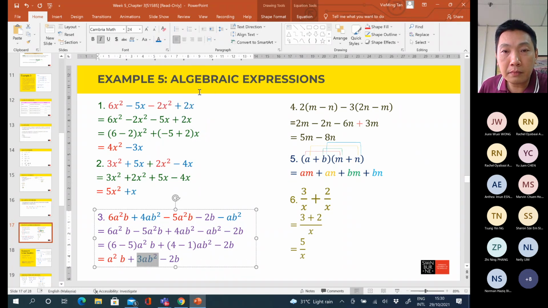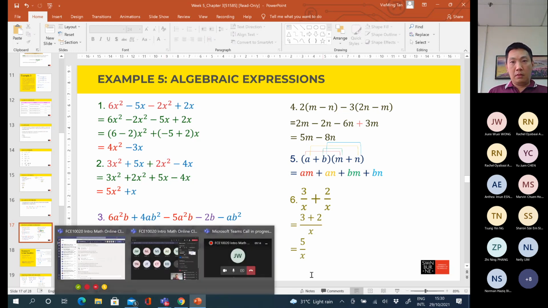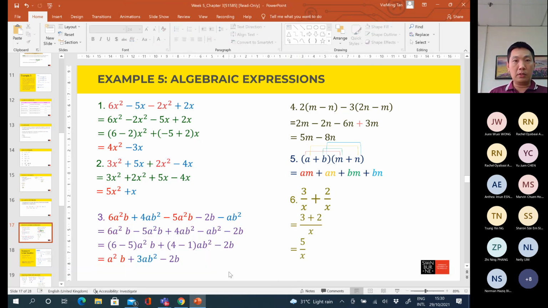Now blue color. Right? And this one, minus 2b, no friend, no other neighbor, no other family. So it will be alone. Don't combine anything with minus 2b. Just let this term alone. So can you see how to solve the problem now? We use this method, we call it the combined terms method, when the activities involve only plus and minus, no multiplication, no division activities.